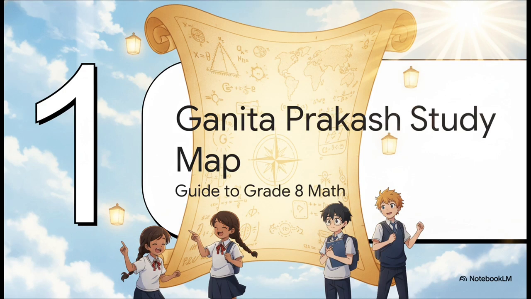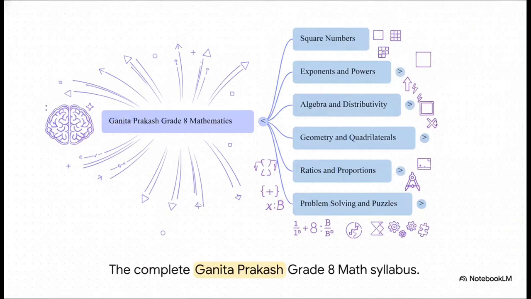Fun fact, Ganita Prakash literally translates to the light of mathematics, and that's exactly what it's going to be for us this year. Now, what's absolutely brilliant about this slide is how perfectly it organizes our journey. Look at how the map branches out into 6 specific keywords we need to master. We've got square numbers, exponents and powers, algebra and distributivity, geometry and quadrilaterals, ratios and proportions, and finally, problem solving and puzzles. By breaking the year down into these 6 branches, what seemed totally impossible suddenly becomes much more approachable and manageable.